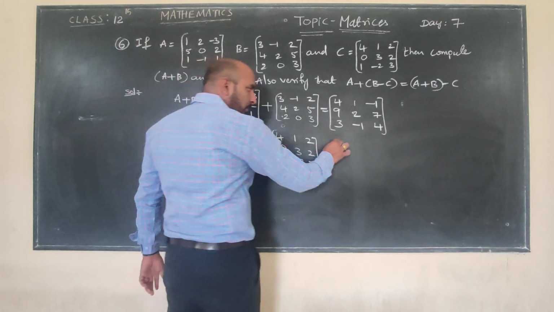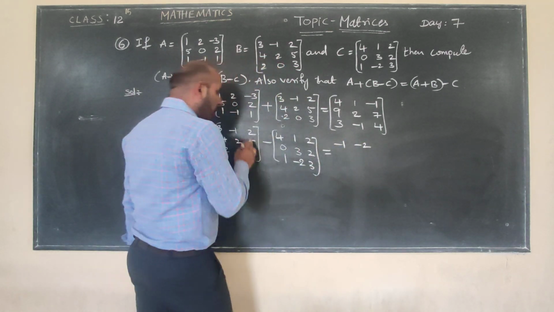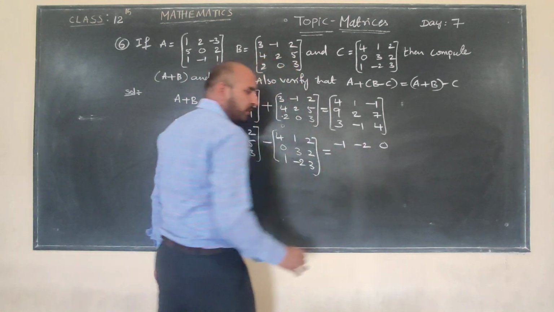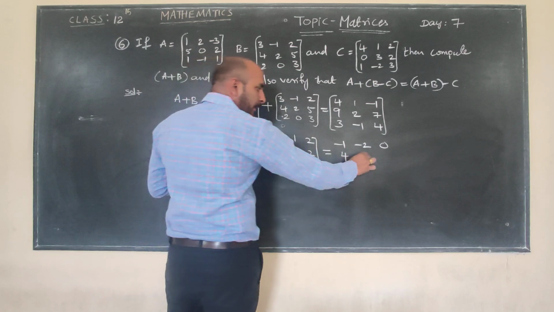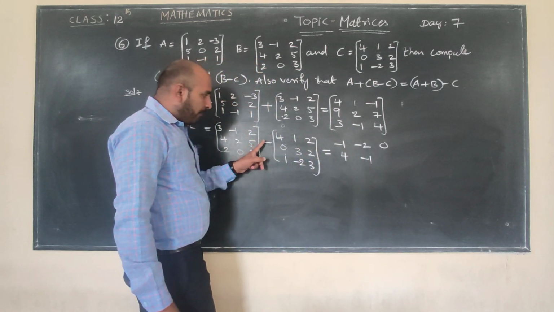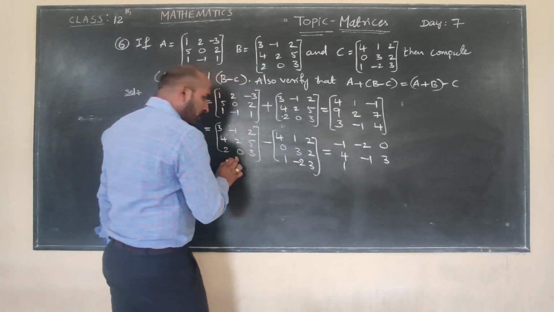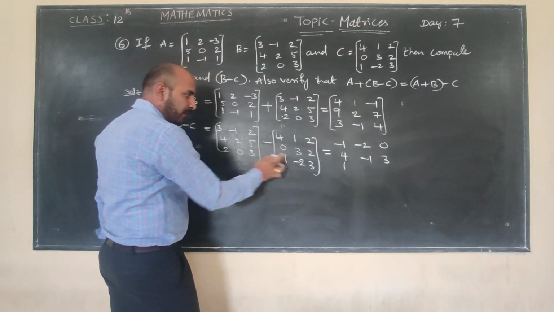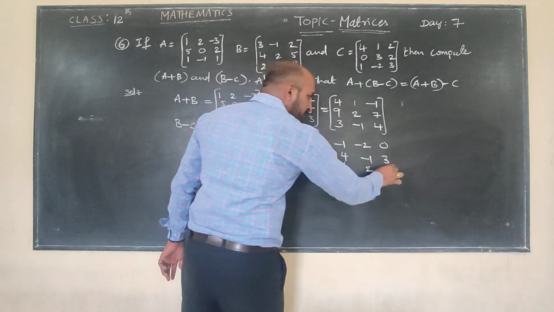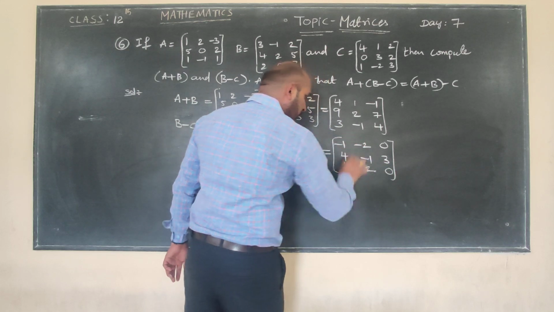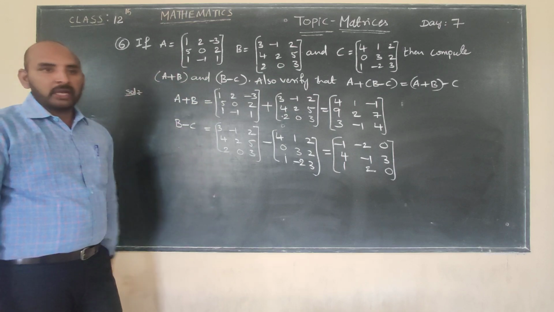3 minus 4, minus 1. Minus 1 minus 1, that is minus 2. 2 minus 2, this is equal to 0. 4 minus 0, 4. 2 minus 3, minus 1. 5 minus 2, that is 3. 2 minus 1, 1. 0 minus of minus, minus into minus plus, 0 plus 2, that is equal to 2. 3 minus 3, which is equal to 0. It is also a 3 by 3 matrix. So A plus B over, B minus C also over.